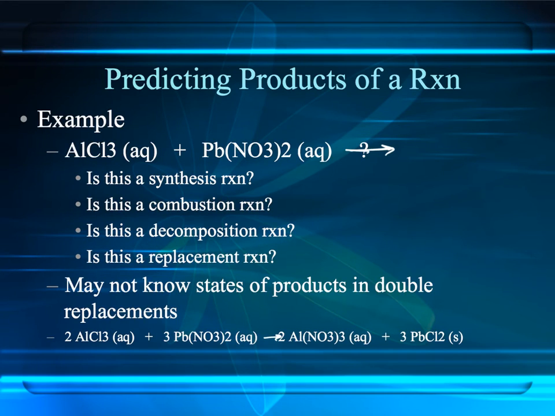Okay, and this last one here, we have aluminum chloride, aqueous aluminum chloride, and we add to that lead nitrate, Pb(NO3)2. Is this a synthesis reaction? Again, unlikely. You've got so much going on here. You've got 2 compounds reacting. It's very unlikely that they are both going to combine together. That would be a lot of stuff happening.